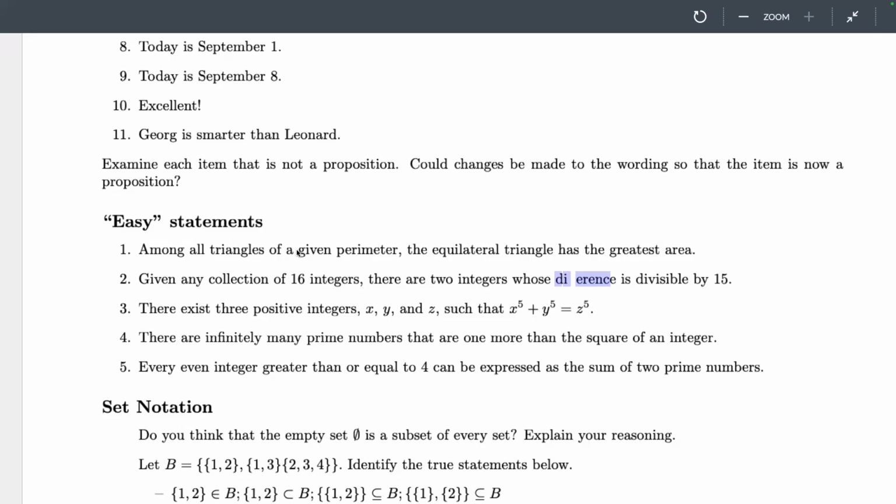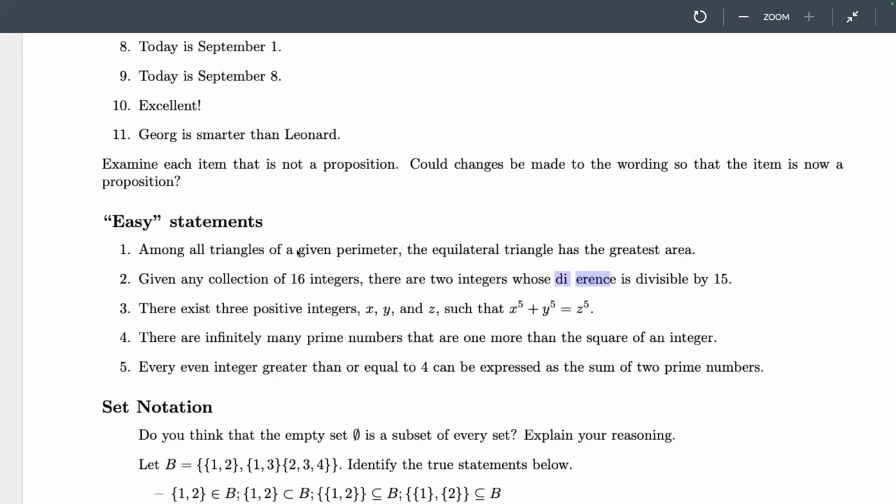So the book says this is true. They want to be unique integers then? Given any collection of 16 integers, I think unique may be inferred with what we're about to talk about regarding sets. But that is an interesting point, where if you just take non-unique integers, then it's false.